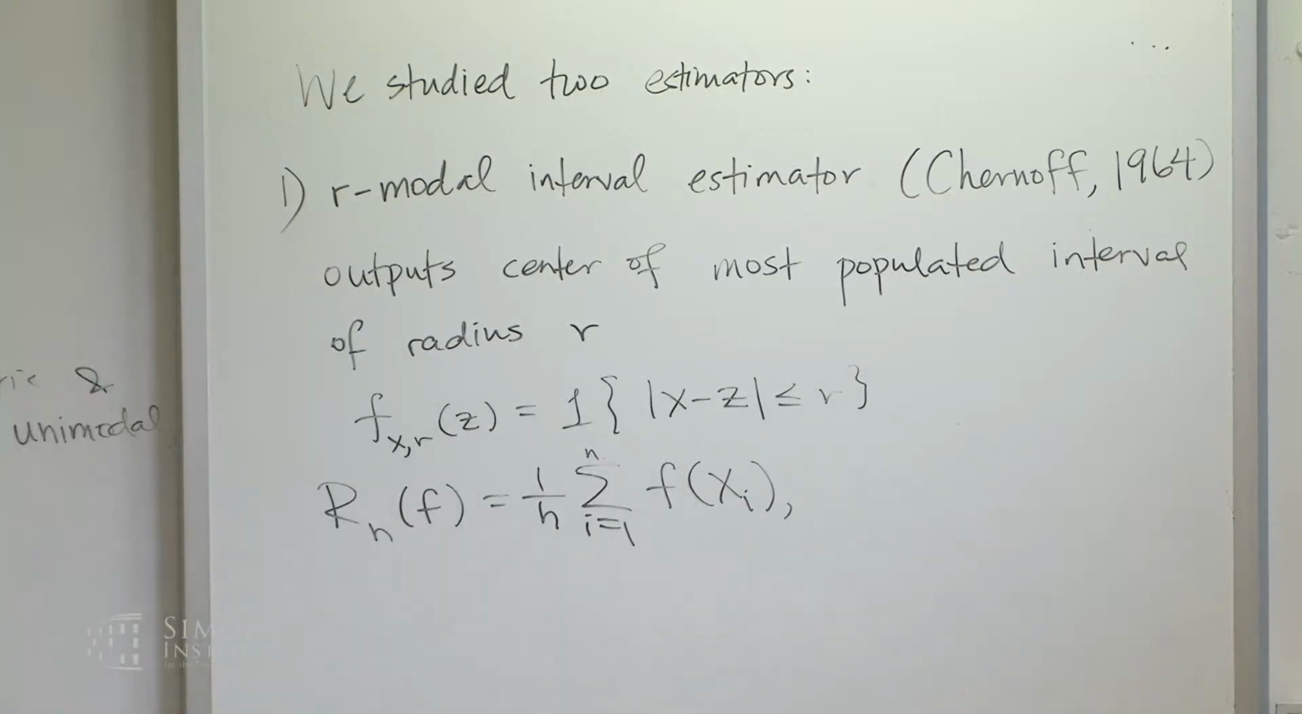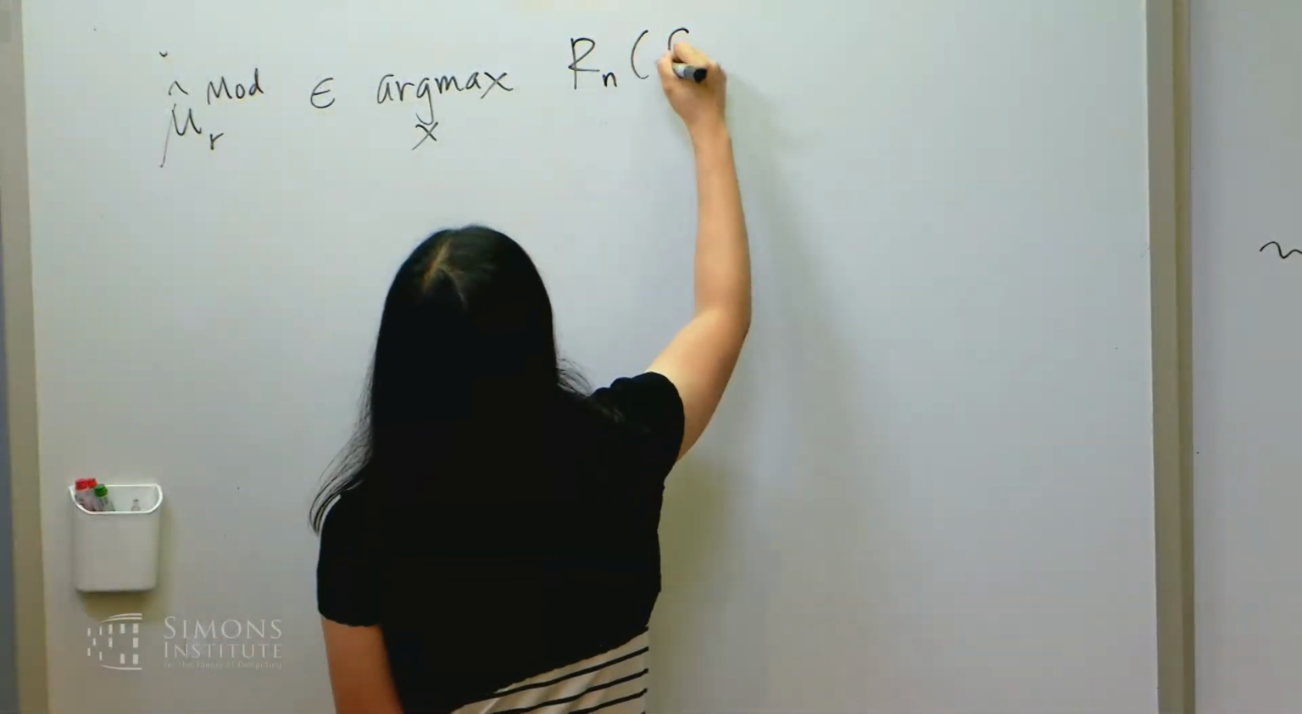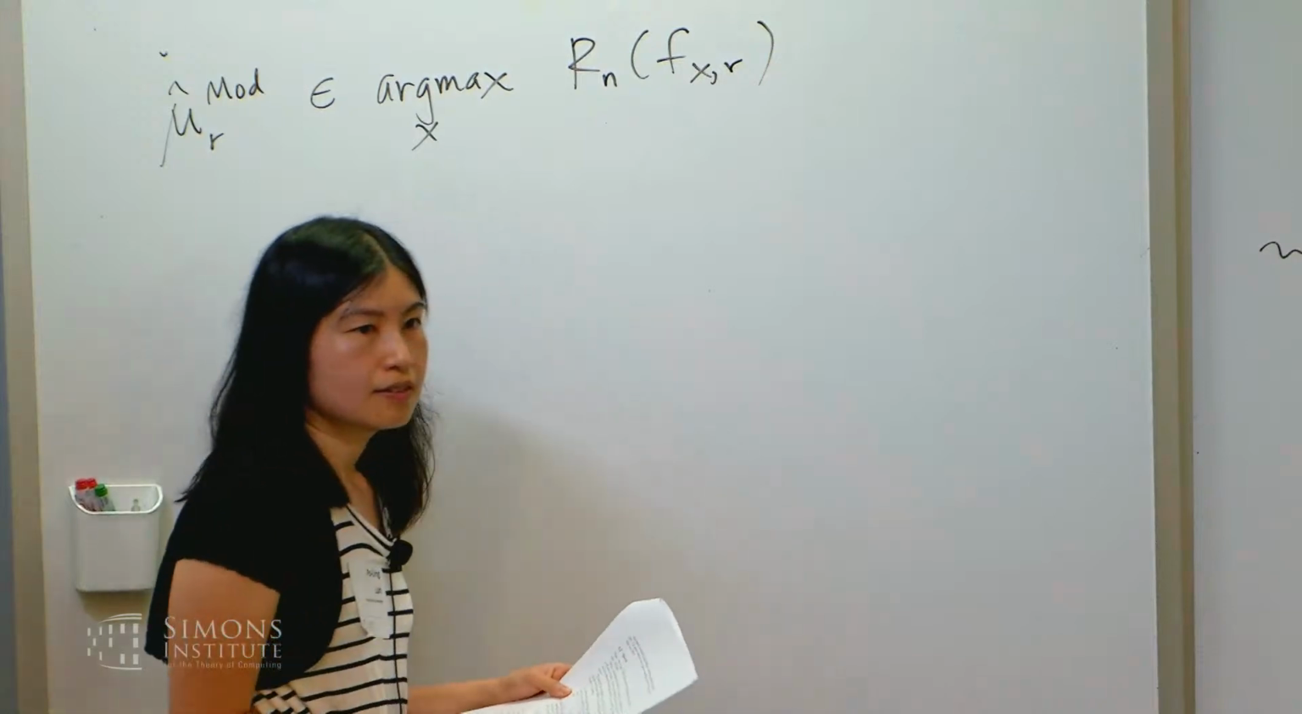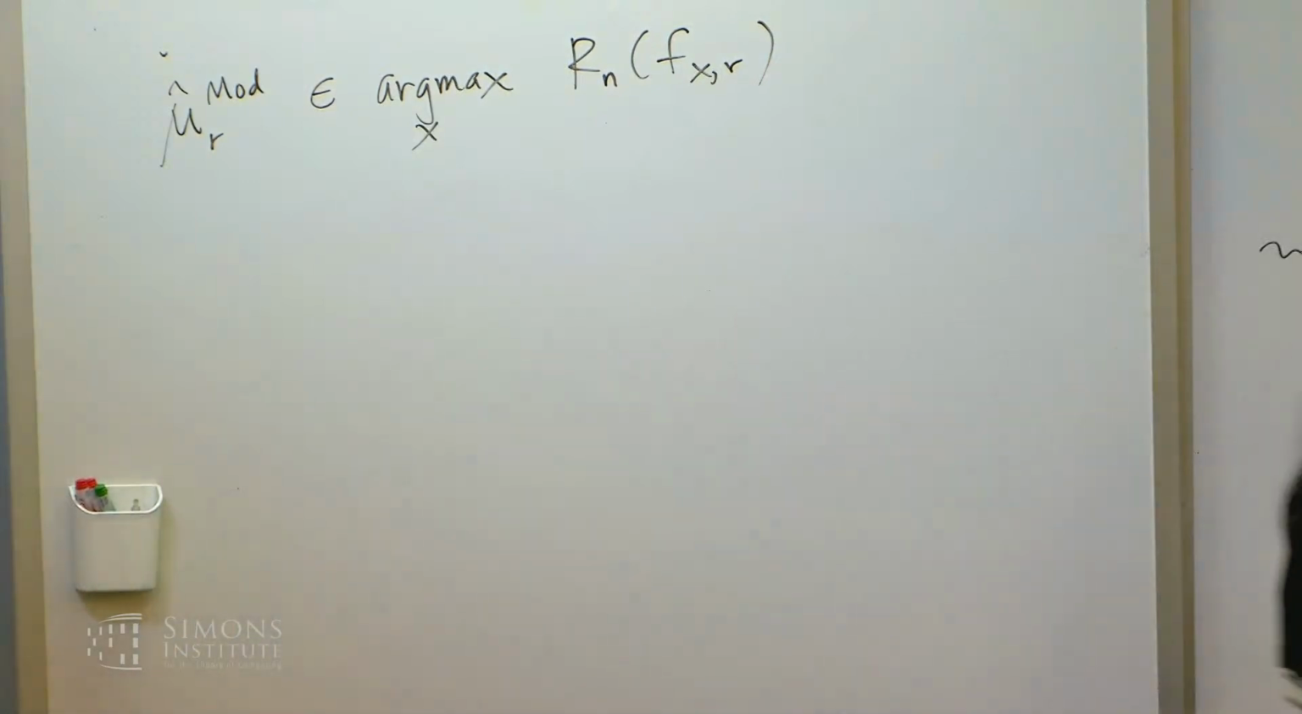Then we take our modal interval estimator, let's call it mu hat r modal, and that will be something that maximizes Rn of fxr. So what we're doing is we're sort of building a histogram with length r, and we're trying to see what is the point that maximizes the histogram that we build.